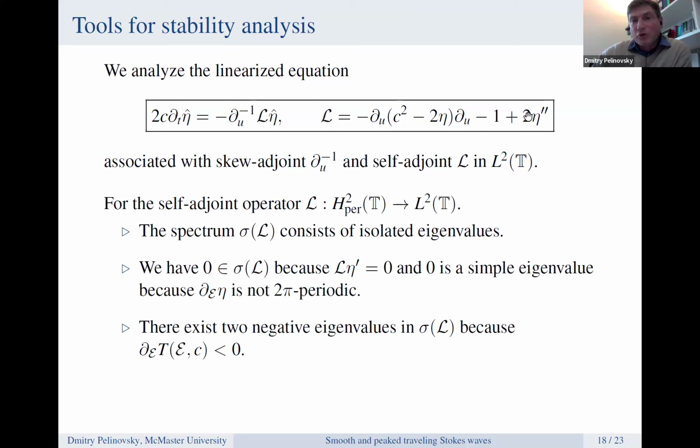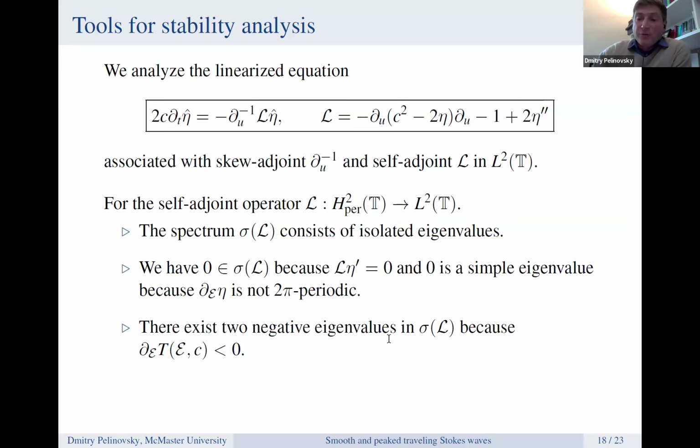First of all, it's a Sturm-Liouville type problem in a periodic domain. The spectrum is purely point, consisting of isolated eigenvalues, with 0 in the spectrum because of the translational mode. But the second homogeneous solution of this operator is given precisely by the derivative of the family with respect to this level of energy, the level of the first order invariant used in the existence theory. And since this is not 2-pi periodic, we know that 0 is a simple eigenvalue, but also, from the monotonicity of this quantity, we have immediately the theorem, a criterion to guarantee existence of 2 negative eigenvalues in the spectrum.